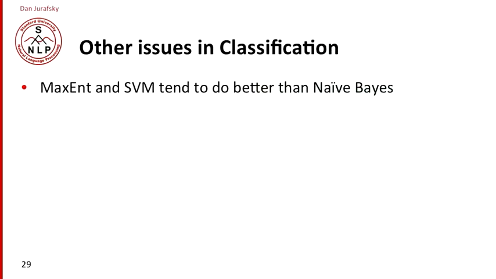It turns out that other kinds of classifiers, Maxent and SVM, often do better than naive Bayes. It depends a lot on your data set and the size of the data, but you'll want to take a look at all sorts of different classifiers when you're doing naive Bayes.